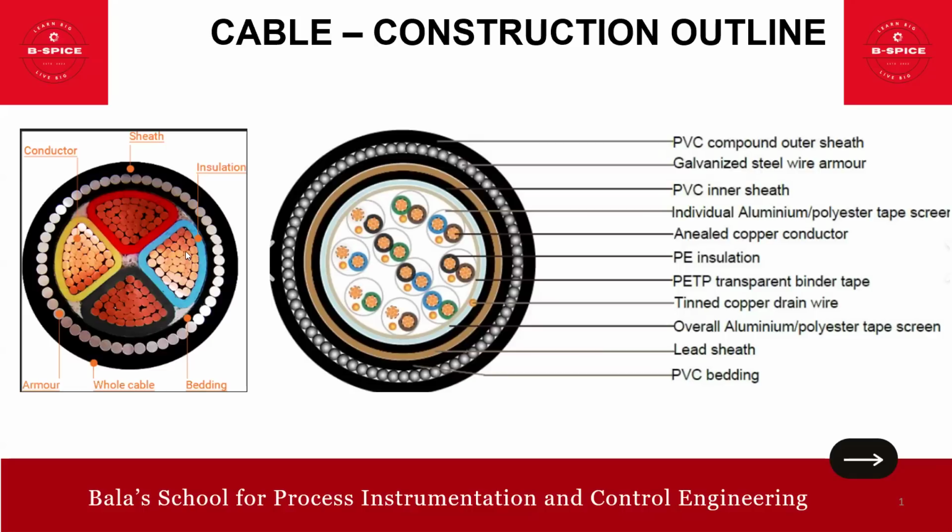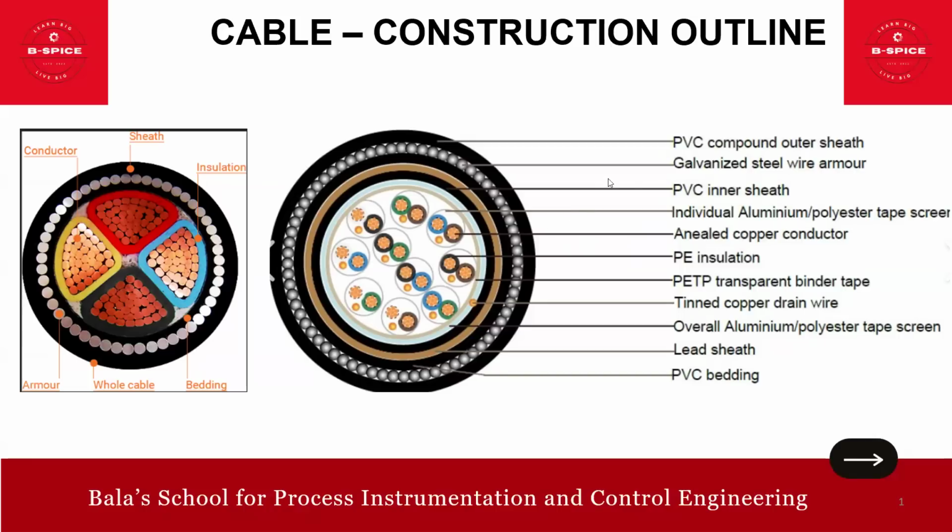Sheath, right? So this is your insulation. You can see here, this is the insulation. This is all insulation, and this is your conductor. Whatever is inside, that is a conductor, and this is the armor. This is your armor, and this is your complete cable, and this is your bedding between the insulation and the armor. Just remember all these terminologies.